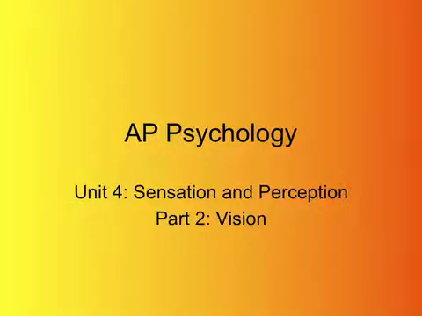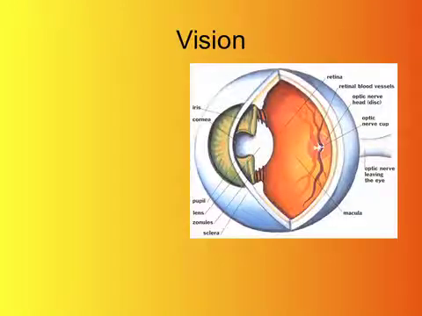All right, AP Psych, we are in Unit 4, Sensation and Perception. This is video number 2 on vision. And so to start with, here's our diagram of the eye. Let's talk about what vision is going to sense in our environment, and that is light.